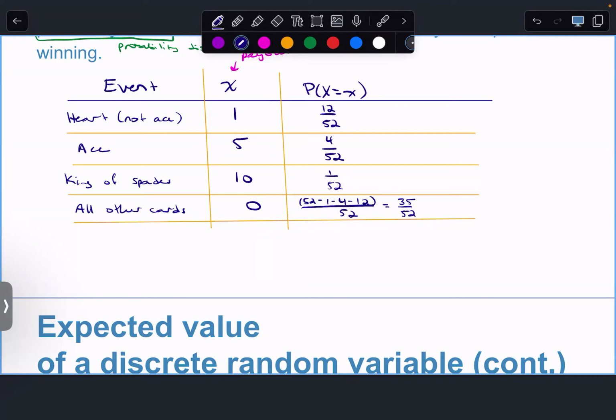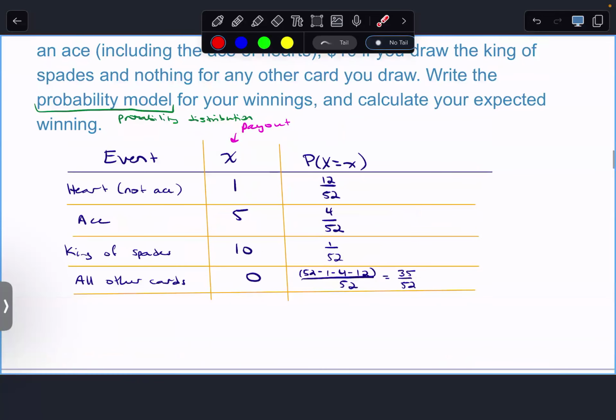So the probability, of course, of drawing any of the other cards is quite high, right? But there's still some probability of drawing one of the other cards. Okay? And so this is the probability distribution. So this is the first part of the probability distribution, or the first part of the question.